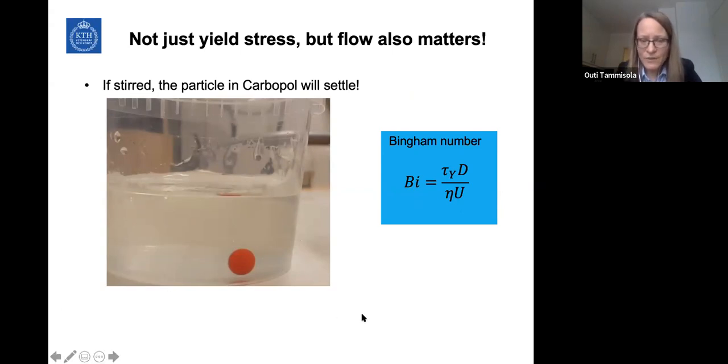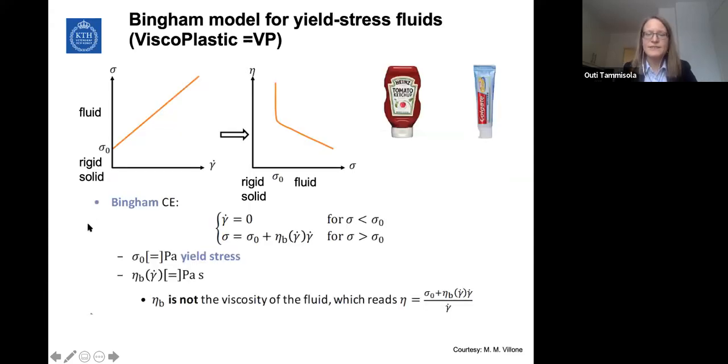So let's see now if we can model this very simple process. So the most simple, physically most simple model is the Bingham model, saying that as long as the stress on the material is below the yield stress, it will behave like a rigid solid. And after, when we go above the yield stress, then it will start to flow like a fluid.